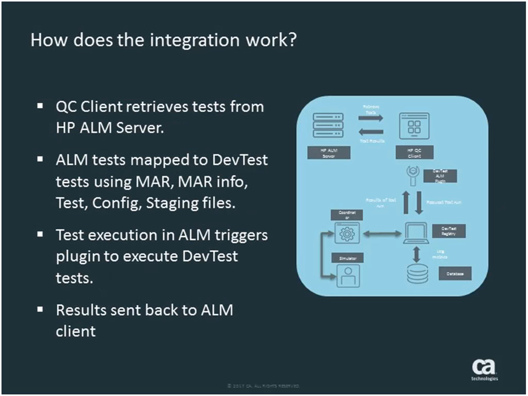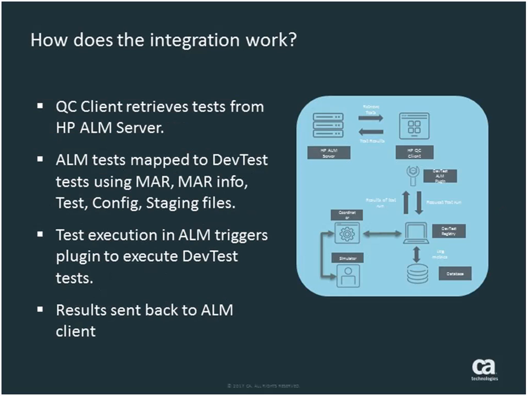For this ALM test, we provide the details like the MAR file details, like the path of the MAR file or the MAR info file, or you could also directly give the path of the test file, config file, and staging file. So you'll give those paths in the ALM test. So that's how it maps into DevTest.